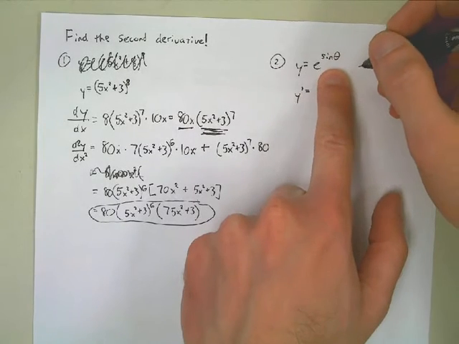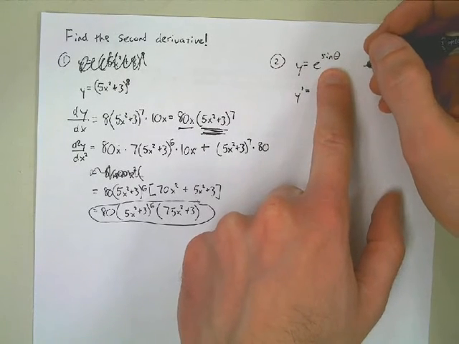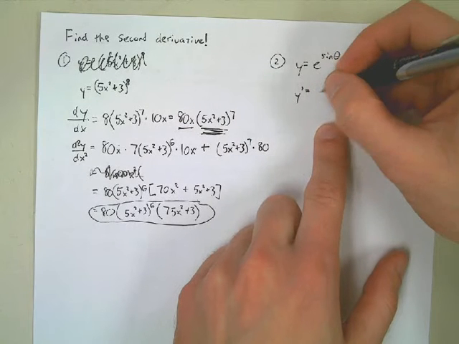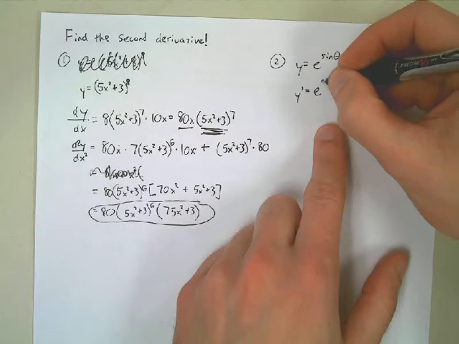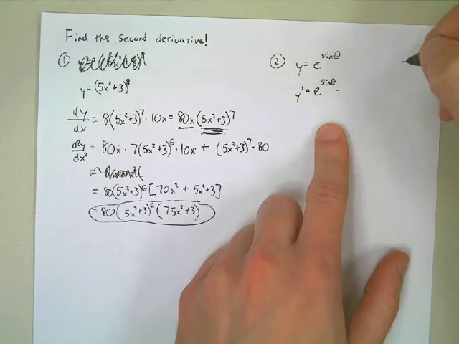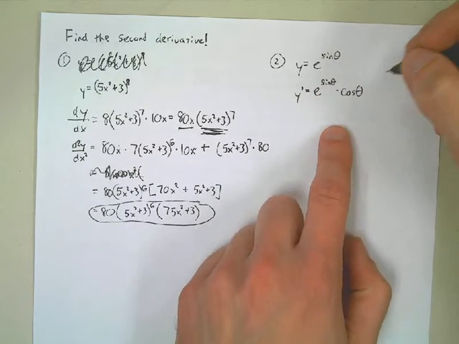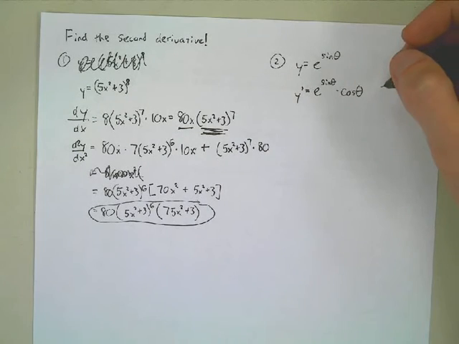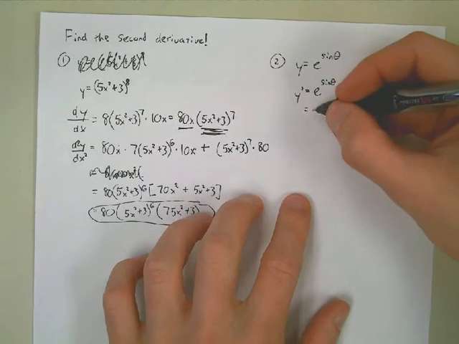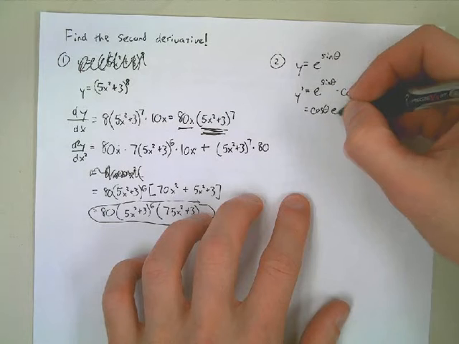The derivative of e to the sine of theta is e to the sine of theta times the derivative of what's inside, which is cosine theta. So Nate was right. It's cosine theta times e to the sine theta. And then we got to do a product rule, which is debatably not nice.